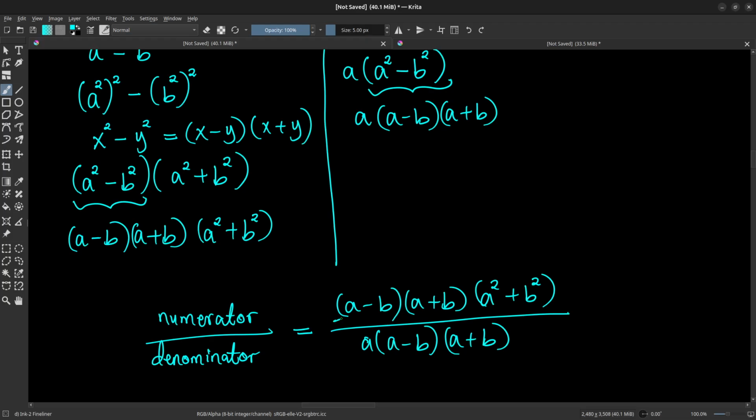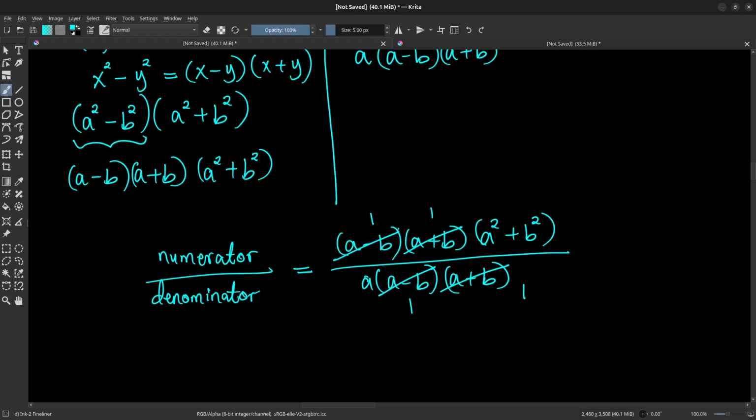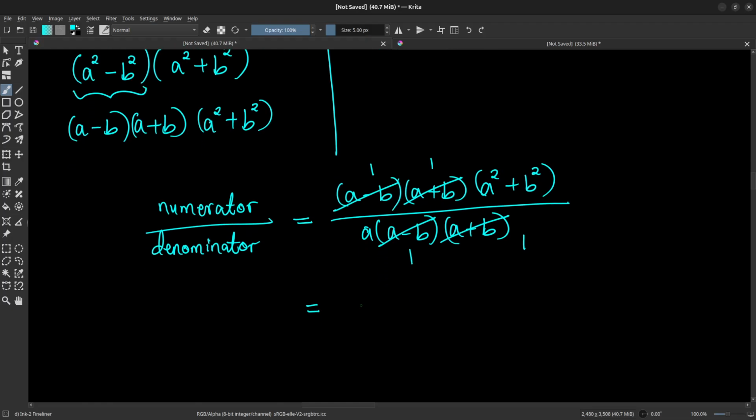So a minus b divided by a minus b is 1, and a plus b divided by a plus b is 1. So in the numerator, we'll be left with a squared plus b squared, and in the denominator, we are going to be left with a, and this is the answer.